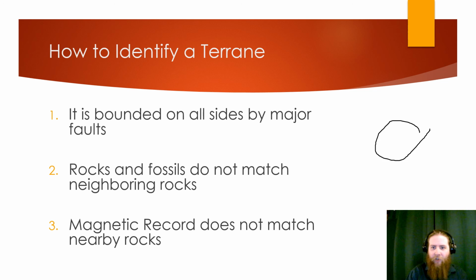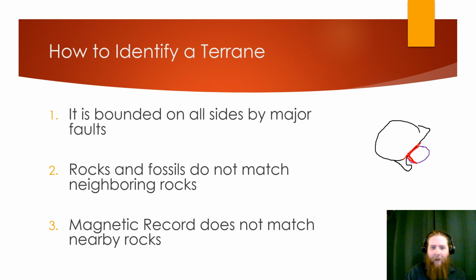Let's say I have a chunk here, and my terrane, let's use purple. I haven't used purple this presentation. My terrane here is inside of this larger continent here. But all the way around it here are these very active faults.